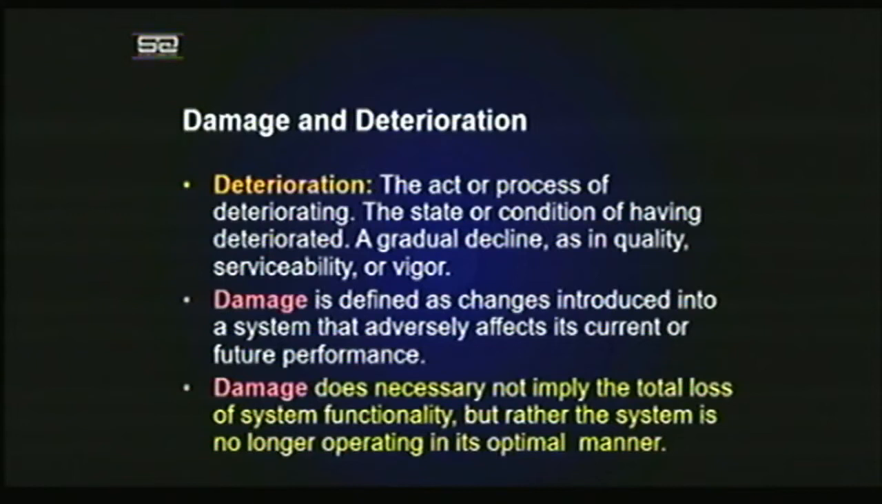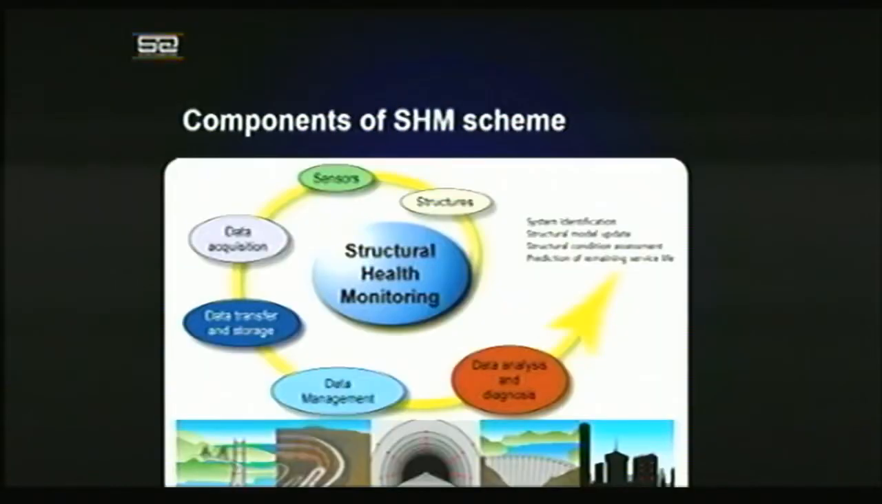In order to understand the sensing technologies for deterioration, we need to understand technically what these definitions mean. Deterioration is a process of damage. Now, what is damage? Damage is defined as a change introduced in a system, a change in the state from before and after, that can adversely affect its current as well as future performance. But damage does not necessarily imply total loss. So the key components are the structure itself, which has to be monitored, the sensors, the acquisition system, data transfer and storage systems, data management, and data analysis.